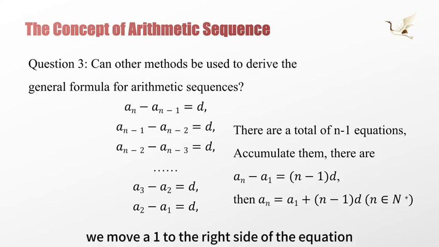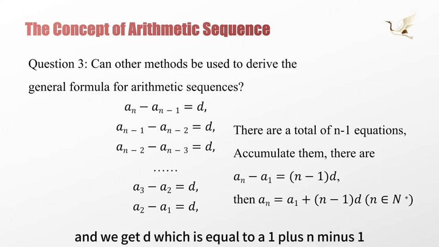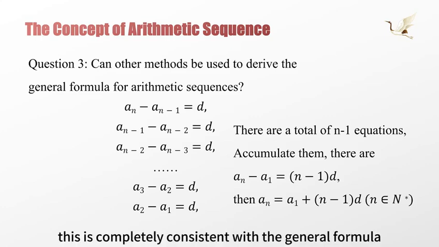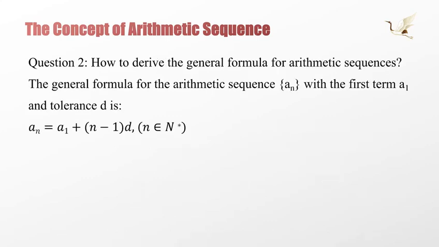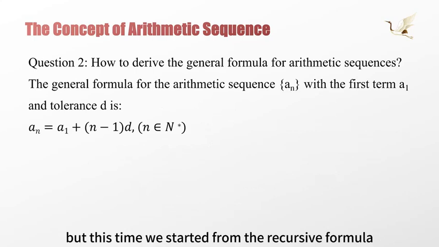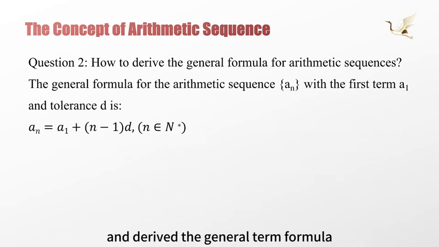We move a_1 to the right side of the equation, and we get a_n equal to a_1 plus (n-1)d. This is completely consistent with the general formula we obtained using inductive methods just now. But this time we started from the recursive formula and derived the general term formula for arithmetic sequences using the cumulative method, which is a rigorous derivation method.